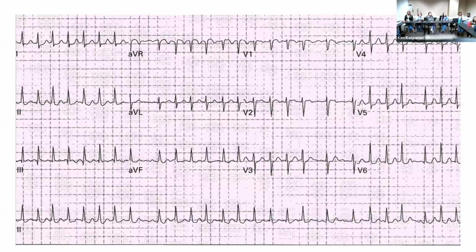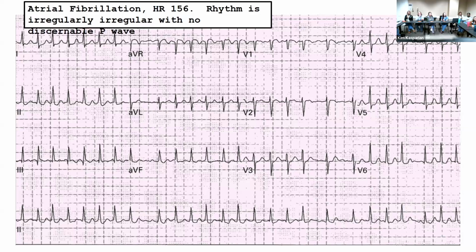So pretty much always going to be AFib. So yeah, heart rate of 156. I calculated that by doing the counting and multiplying by 6 method. So this is irregularly irregular, no discernible P wave. That's going to be AFib.